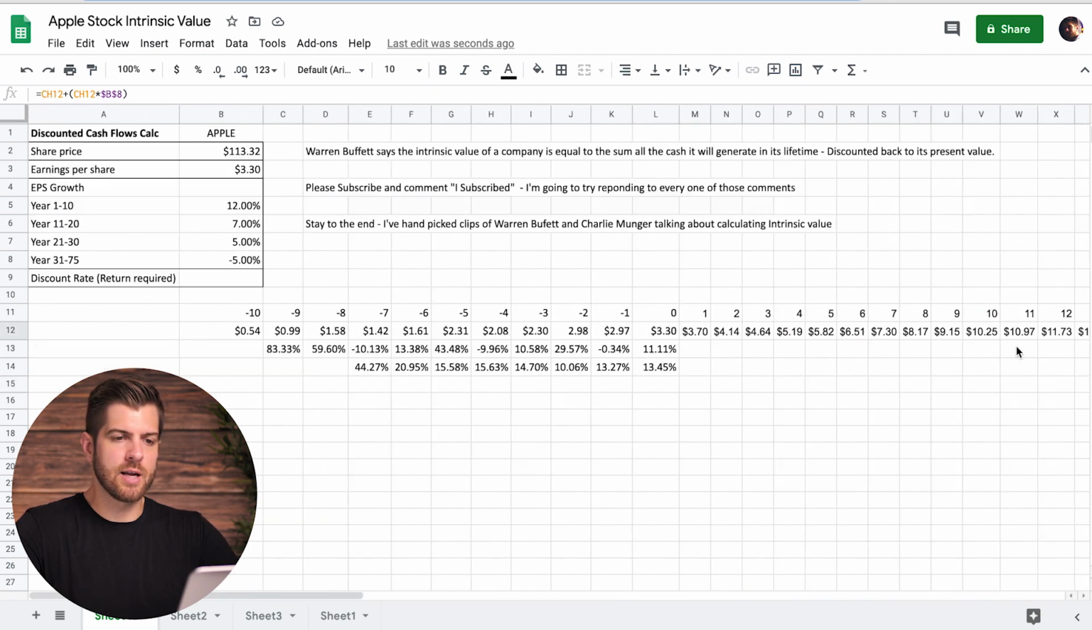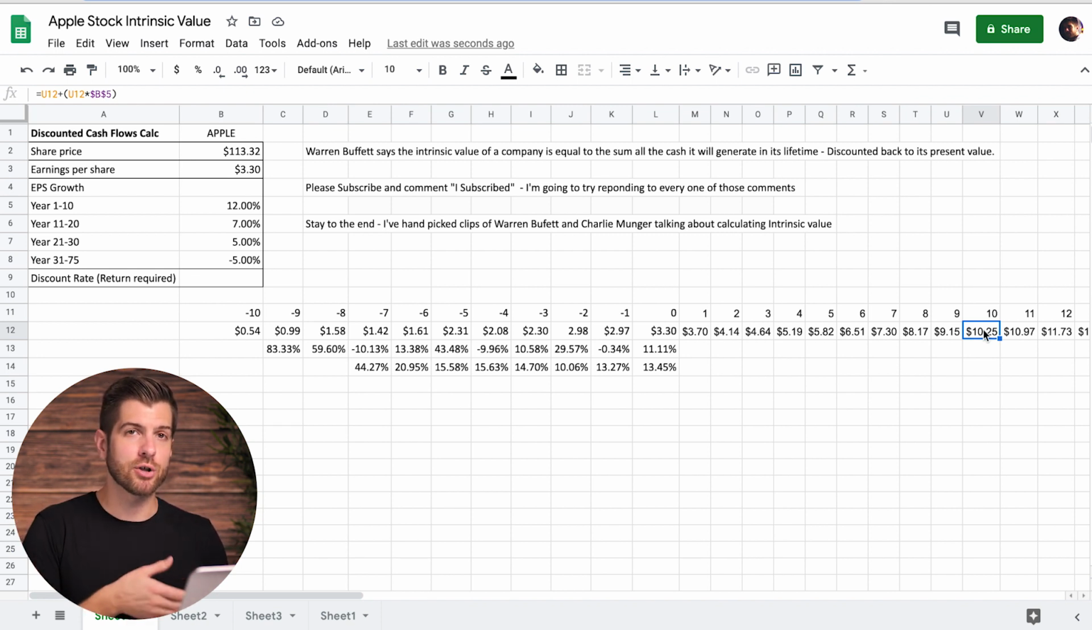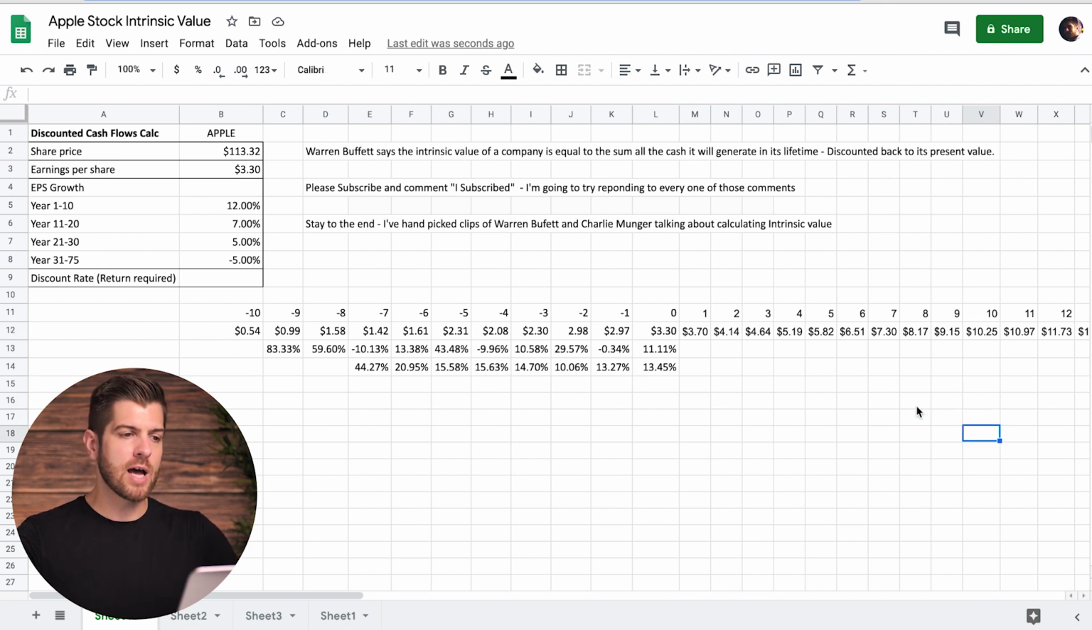All right, now let's go back to the beginning. And we're going to now include a discount rate. So here's the deal. $10.25 earned 10 years from now is not equal to $10.25 earned today. So what we need to do is we need to find the present value of that $10.25. So to do that, we need to know what rate we're discounting it at.